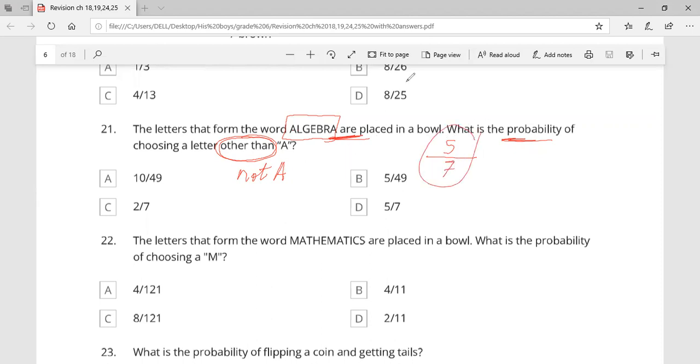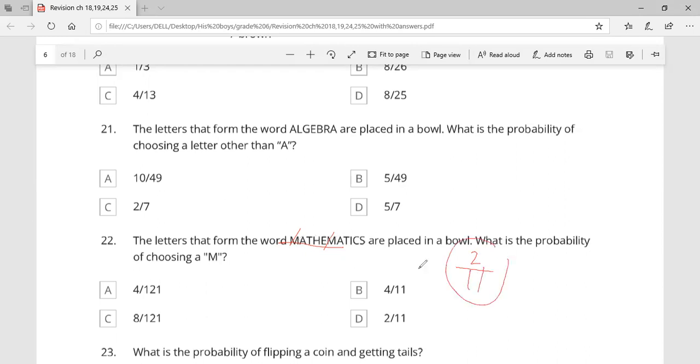The next one, the same mathematics: probability of choosing M. How many M? 1, 2. So here there are 2. If you count the total, 1, 2, 3, 4, 5, 6, 7, 8, 9, 10, 11. It is 2 out of 11. 2 is the number of M's, and 11 the total number, and so on.